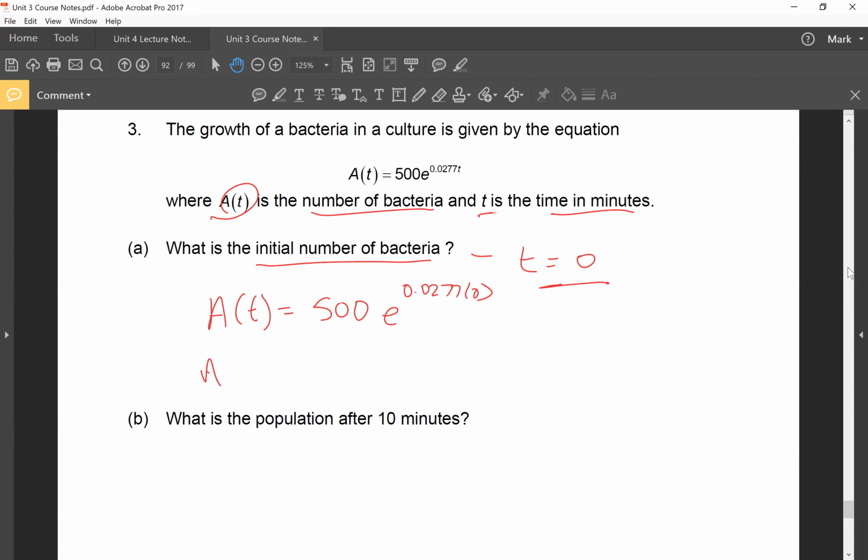Okay, so A(t) equals 500 times e to the 0. You can do this on your calculator. Anything to the power of 0 is 1, so 500 is your answer. The initial number of the bacteria is 500. That's it.